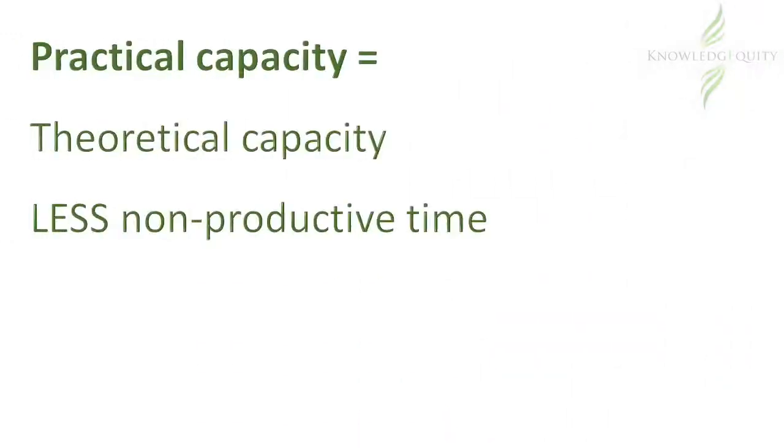However, we cannot expect that employees spend every minute on productive work. Usually, only about 80% of the theoretical time is spent on productive work. Therefore, we need to estimate the time spent on non-productive activities and deduct this from the theoretical capacity. Theoretical capacity less non-productive time gives us practical capacity, and practical capacity is the time available for productive work.